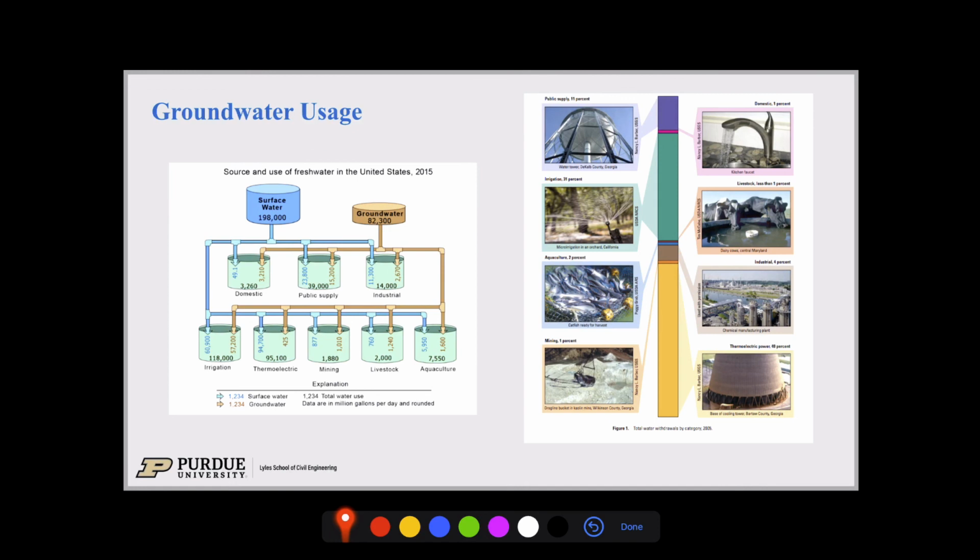The plot on the right-hand side is the same data, just with different illustrations. Again, the thermoelectric is this huge bottom bar here. That's a lot of water, but it's all surface. Irrigation is a huge bar, so it's a different visual of this data. And then the public supply comes next. And then the industrial water and other activities in between are much smaller.